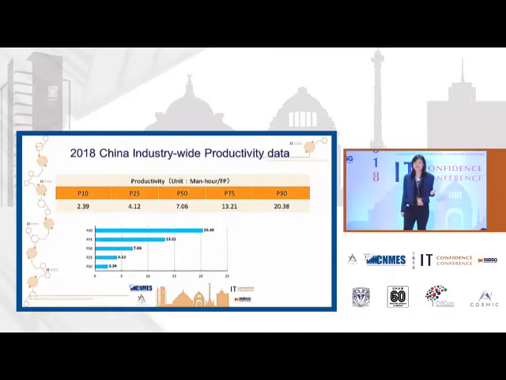Now let me show you the data. This is the industry-wide productivity data. You can see the average is 7.06. That means if we work 8 hours a day, each function point takes almost a day. You can see the data ranges from the 10th percentile to the 90th percentile. For the 90th percentile, it may be 3 times the average, and for the 75th percentile, maybe twice the average.